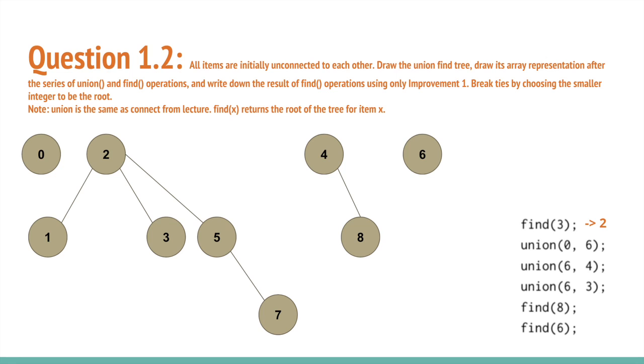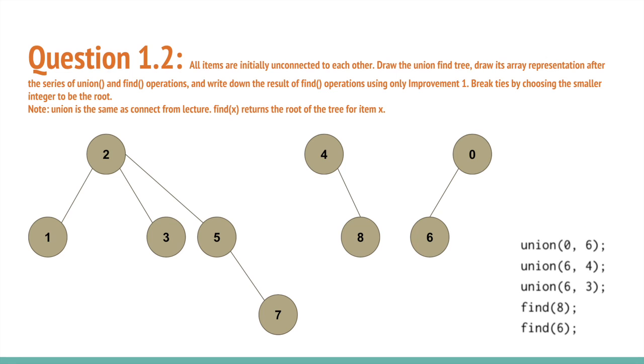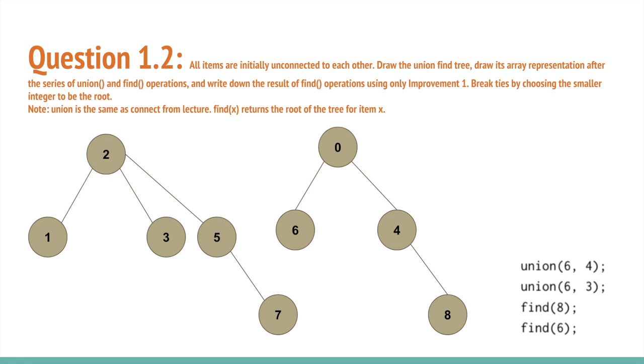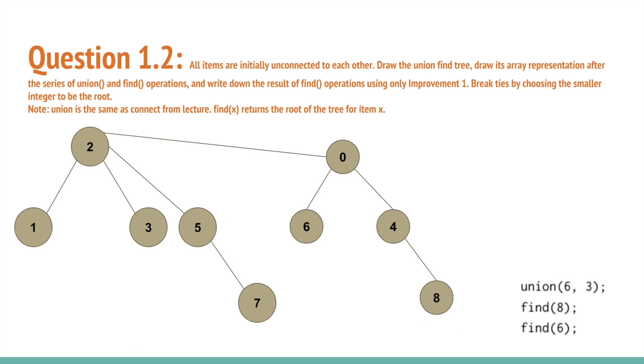Next we have union 0 and 6. Then unioning 6 and 4 will connect 4 to 0. Then union 6 and 3 will connect 0 to 2 once again, since 2 is part of the larger tree. Then find 8 and find 6 will return 2, since 2 is the root. And this will be the returned array.